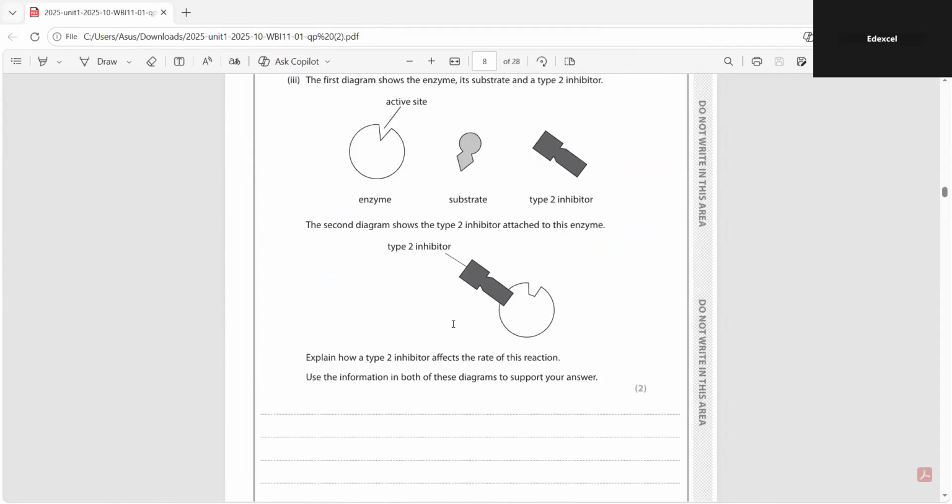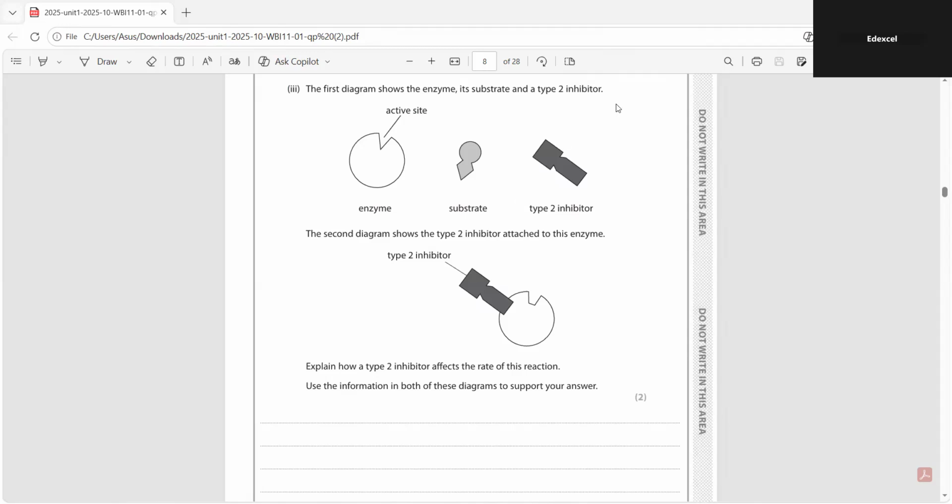So the next diagram shows the enzyme, its substrate, and the type 2 inhibitor. You can see the shapes are different, right? In this part, this is the shape of the binding part. So type 2 inhibitor, the shape is different from the substrate and it will not bind to the active site. This is the active site. It will not bind the active site. It will bind the part of the enzyme other than the active site. Explain how a type 2 inhibitor affects the rate of the reaction.